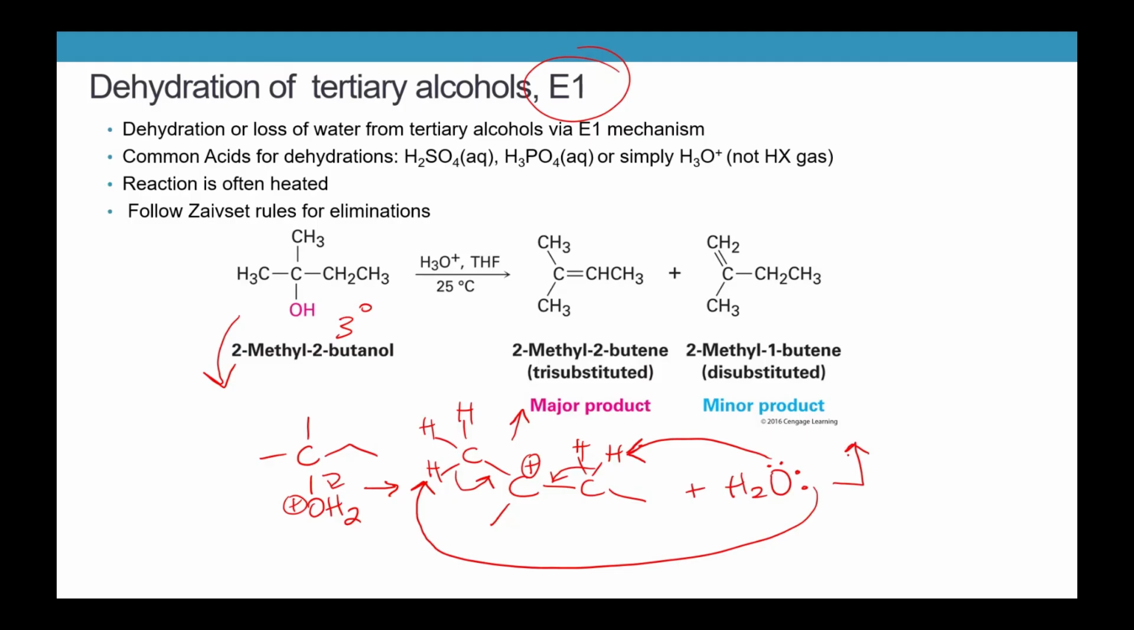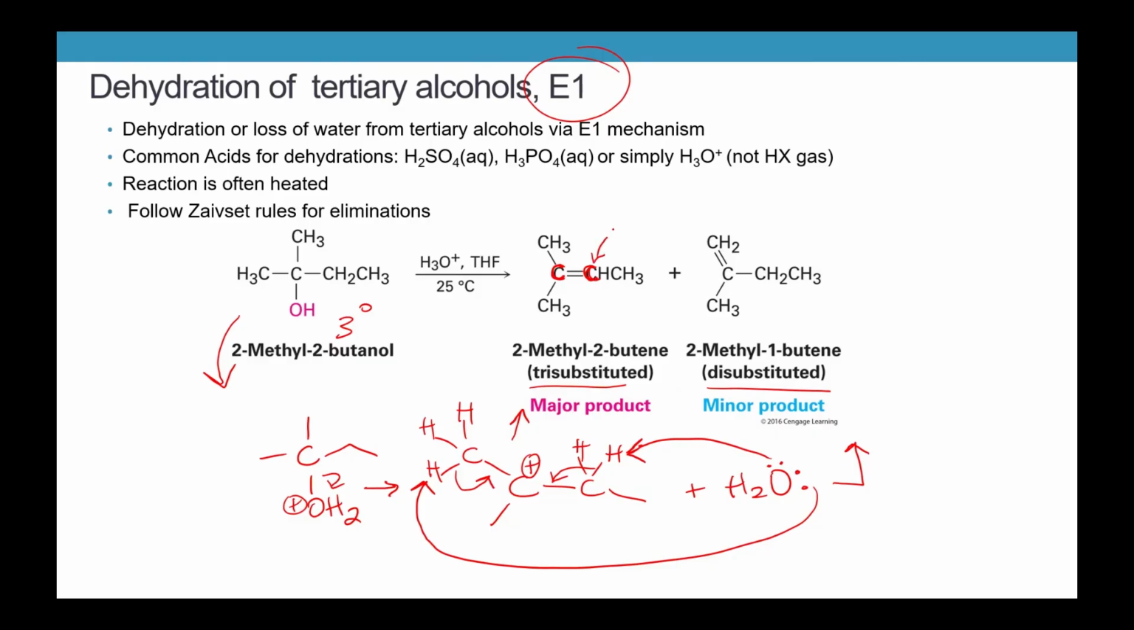So the tri-substituted product, or the one that's more substituted at the double bond, is going to be major, and then the one that's di-substituted is going to be minor. So how do we determine that degree of substitution? We're just going to look at the carbons that are part of the double bond, and then count the number of carbons that are directly bonded to those two carbons.